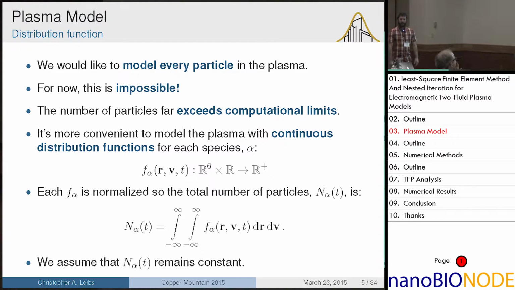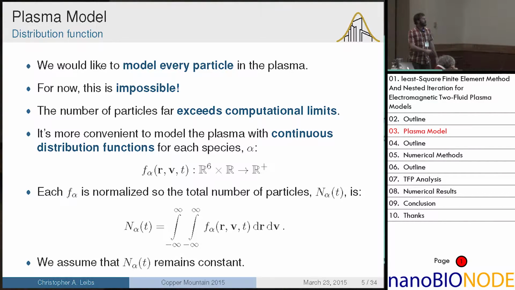It'd be really great if what we could do is actually at this point model every particle in the plasma, but we know this is completely impossible on our current machines now and in the foreseeable future. Computational limits are exceeded just even in the smallest plasma trying to do all of the particles. So instead what we do is we model this as a continuous distribution function f in phase space, where the phase space consists of 3 positions, 3 velocities, and a time.